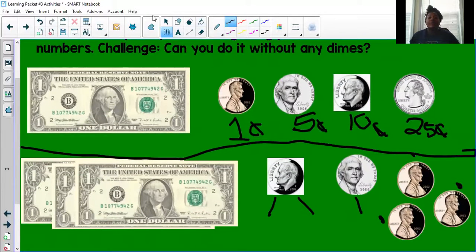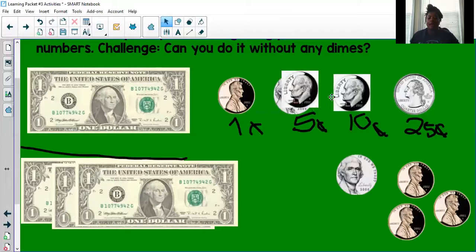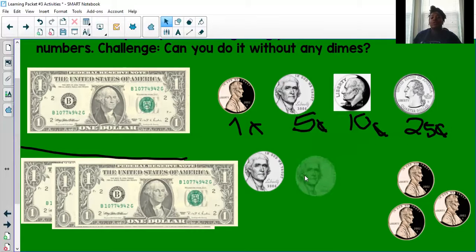Now we're gonna do it without using any dimes. How could we do this without using any dimes? So let's put some of this stuff back. Erase, erase, erase. Let's do a big eraser. And I'm gonna put back that dime because they said let's do it without the dime. So I'm gonna start off with my nickels. If I already have one nickel, and if 5 plus 5 is 10, 2 nickels must equal 10 cents. So I'm gonna use 2 nickels.